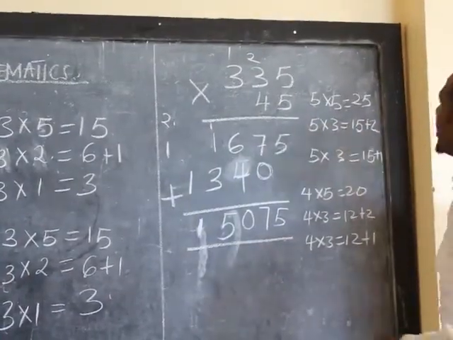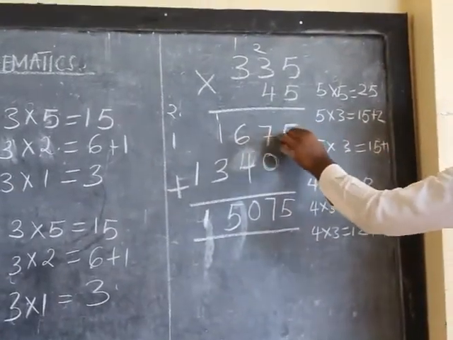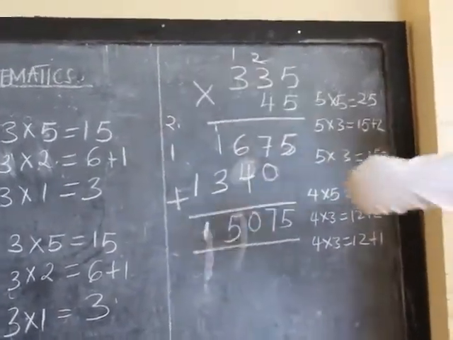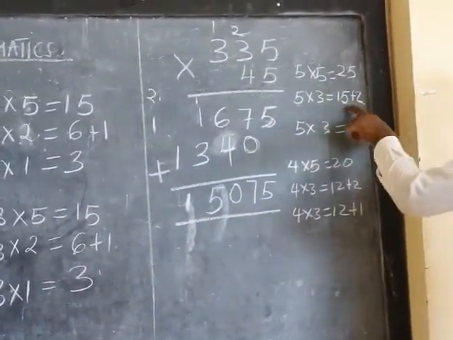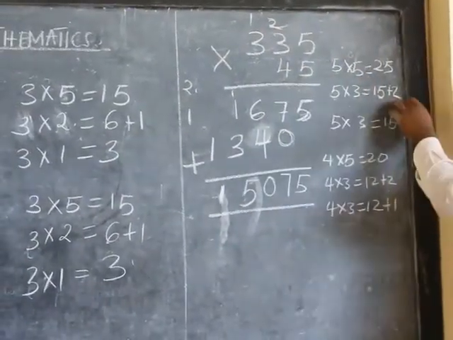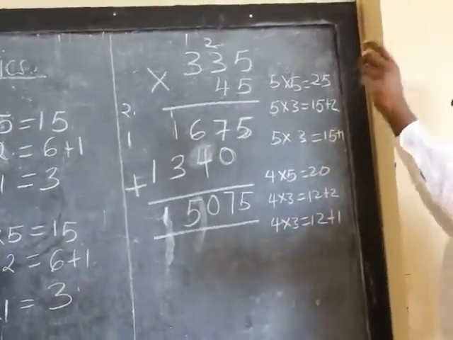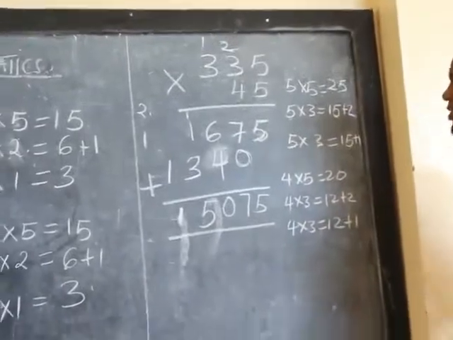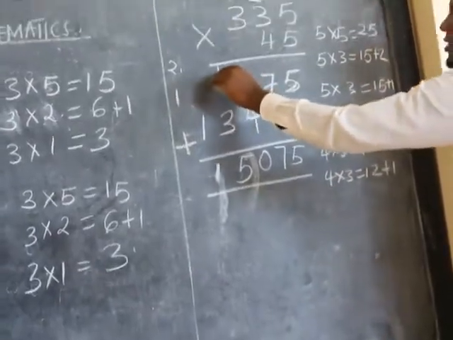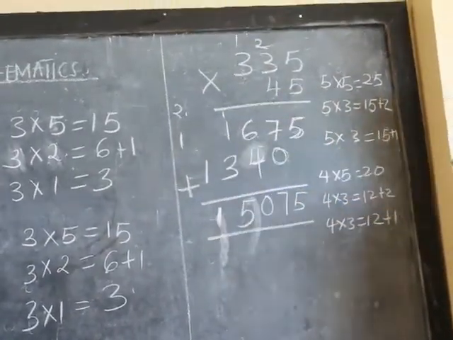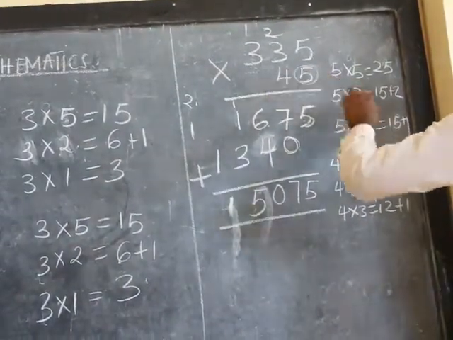5 times 5, you will get 25. So 25, you write 5, you carry 2 up here. Now 5 times 3 is equal to 15 plus this 2 here. So you will get what? 17. Then you write here 7. You carry 1. 5 times 3 is equal to 15. 15 plus this 1 here, you will get what? 16. That's why I wrote here 16. Then we have already finished with the first multiplier.